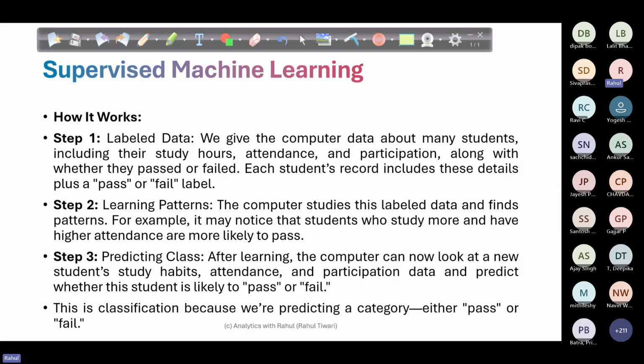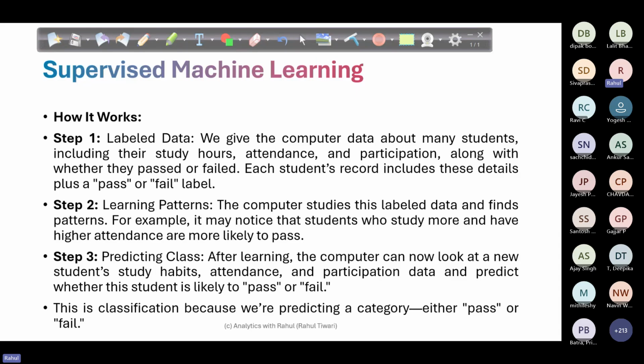Step two is learning patterns. The computer studies this labeled data and finds patterns. For example, it may notice that students who study more and have higher attendance are more likely to pass. Step number three, predicting classes. After learning, the computer can now look at a new student's study habits, attendance, and participation data and predict whether this student is likely to pass or fail.